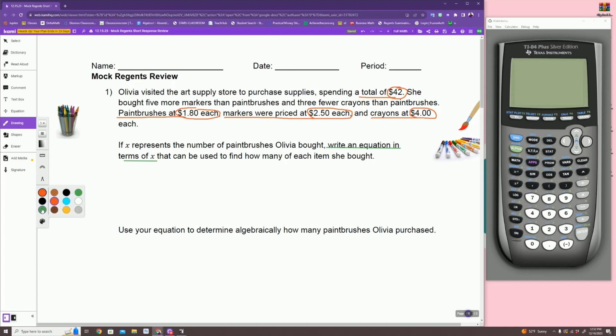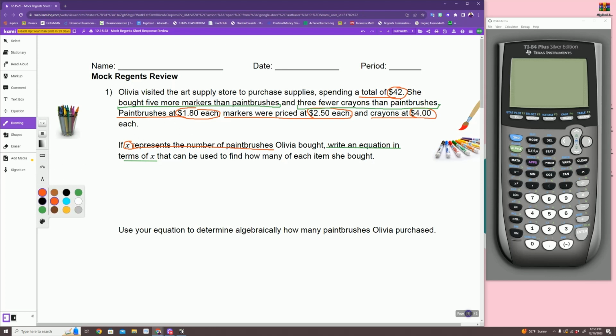Then there's something else that is also important. She bought 5 more markers than paintbrushes and 3 fewer crayons than paintbrushes. So that's all of my information. Let's see if we can put this together. One other thing is that X represents the number of paintbrushes. I want to put an equation together that represents the price of everything, so let's put together the price of the individual items.